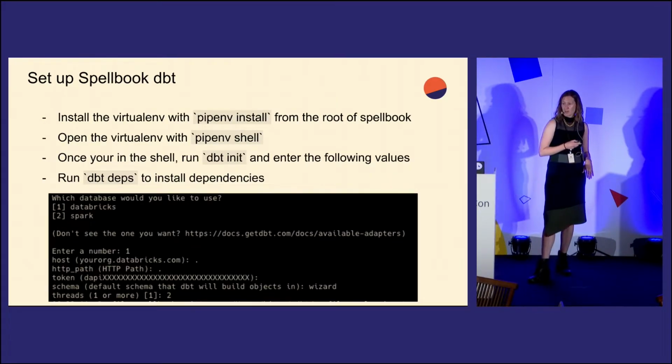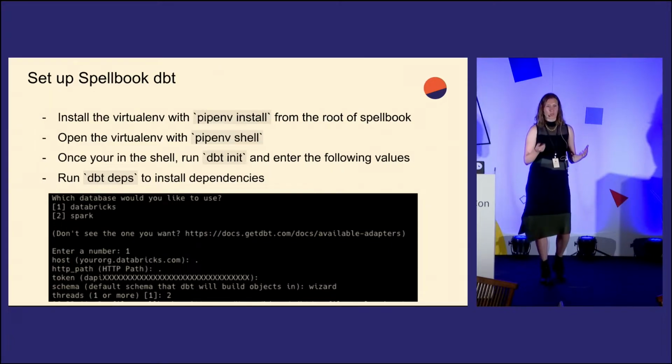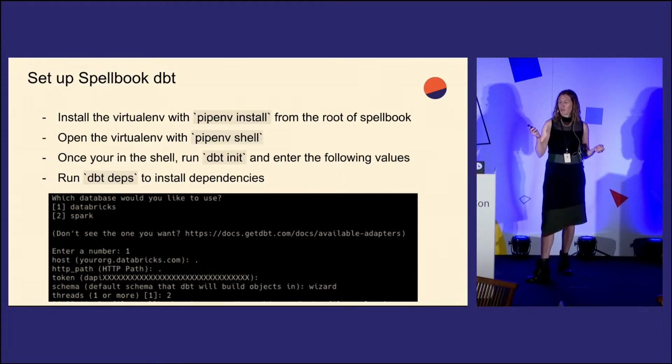Then we will set up DBT. We'll do that by installing the virtual environment for this project using pipenv install from the root of Spellbook, the repo that you have just cloned. We'll open the virtual environment with pipenv shell, and then we'll set up DBT with dbt init, which helps define the project YAML file that you will need to run this project.